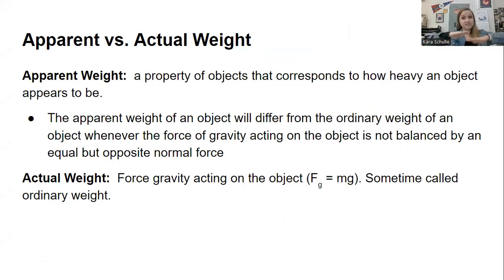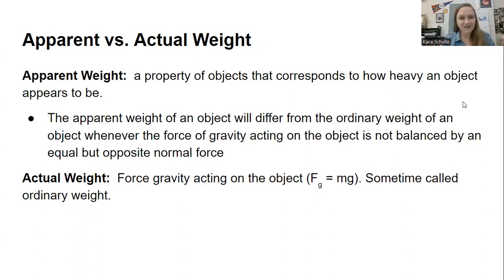So, for instance, if I'm standing on a scale in an elevator and I'm accelerating upwards, those forces are not going to be balanced. If I'm standing on a scale and I'm accelerating downward in an elevator, because my elevator is moving, they're not going to be equal. So the term apparent weight is really me just saying, what does a scale read? Or what does your body feel like you weigh?